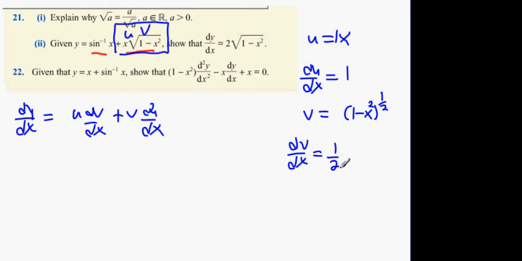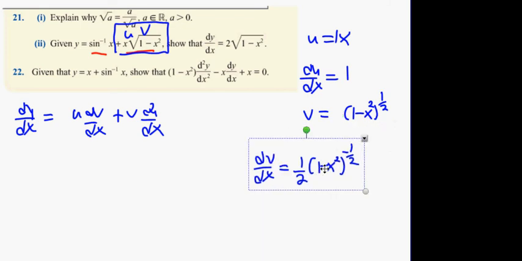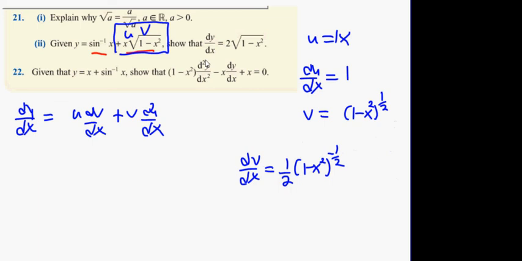A half. The box is protected. And then what? 2x. Minus a half. And Connor's right. There's an extra part there, isn't there? What's the extra part? You gotta differentiate what's in this box here. And when you differentiate it, what do we get?